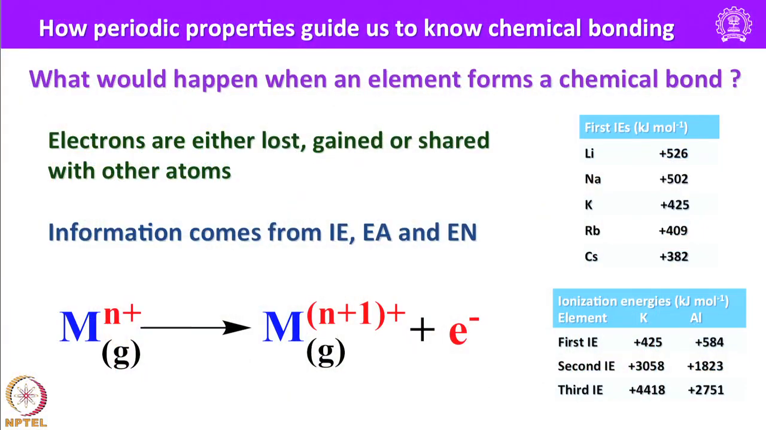When you look into the second ionization energy of potassium, it is very high, and it is next to impossible to remove that electron, because essentially you have to remove the electron from the core, not from the valence orbital, whereas in case of aluminum the electron we are removing is still from its valence shell, and that is the reason it is 1823.